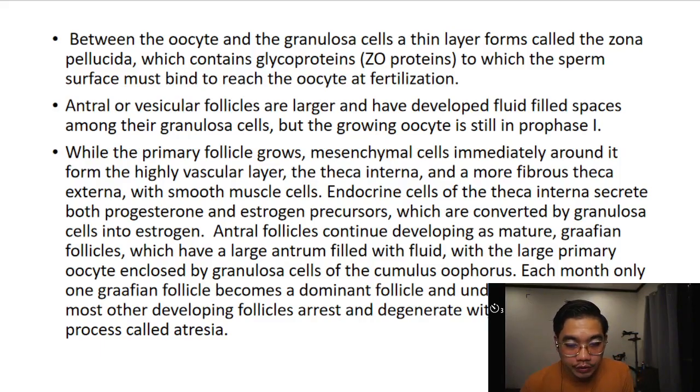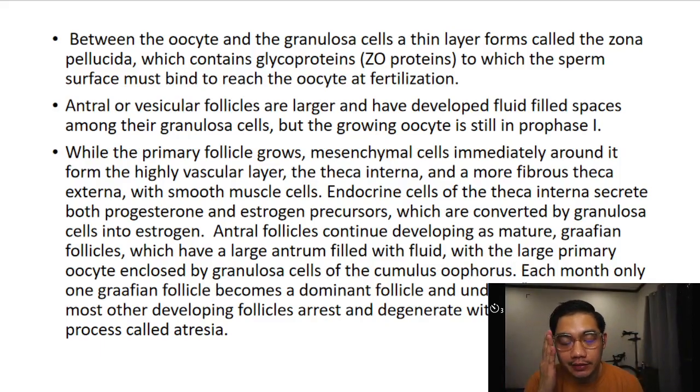So, hello? This statement is also written there. The primary oocyte, so antral follicles continue developing as mature Graafian follicles, which have a large antrum filled with fluid, with a primary oocyte enclosed by granulosa cells of the cumulus oophorus.